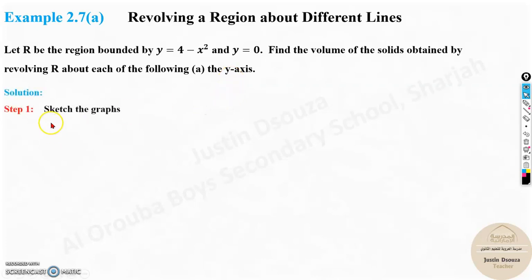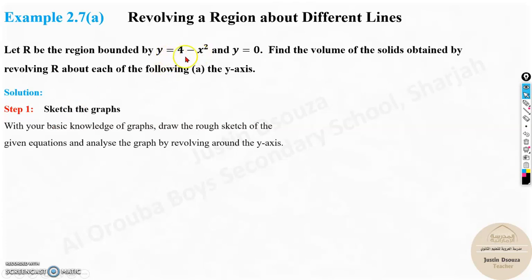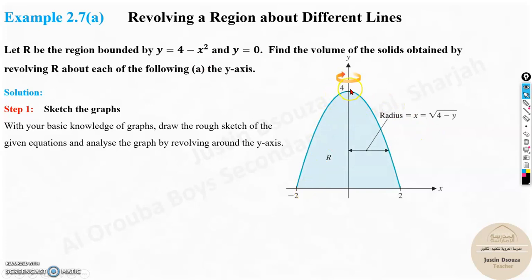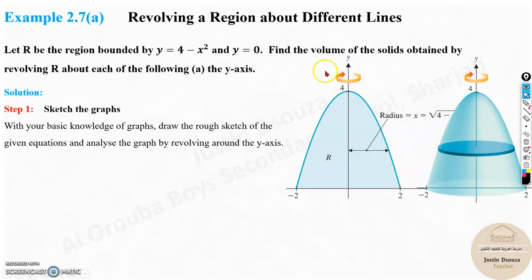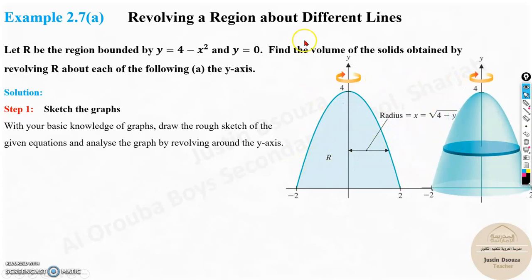Here, first we need to sketch the graphs. We have already sketched the graph of this previously. Over here, it's a parabola. Now, they have not restricted any limits, so you just have to draw a parabola opening downwards. But y equals 0, this line, where y is 0 over here, that's the limit. Next, you're rotating around the y-axis, so that means it will be this. Since they have not restricted anything, you get this.